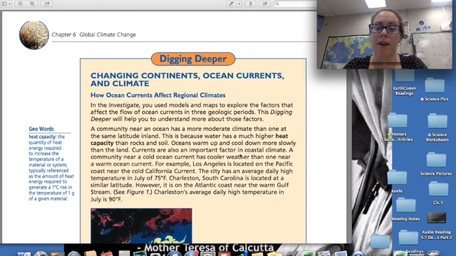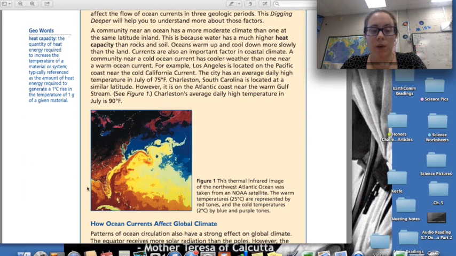Currents are also an important factor in a coastal climate. A community near a cold ocean current has a cooler weather than one near a warm ocean current. For example, Los Angeles is located on the Pacific coast near the cold California current. The city has an average daily high temperature in July of about 75. Charleston, South Carolina, is located at a similar latitude. However, it is on the Atlantic coast near the warm Gulf Stream. See Figure 1, and we'll take a look at that. Charleston's average daily high temperature in July is 90.